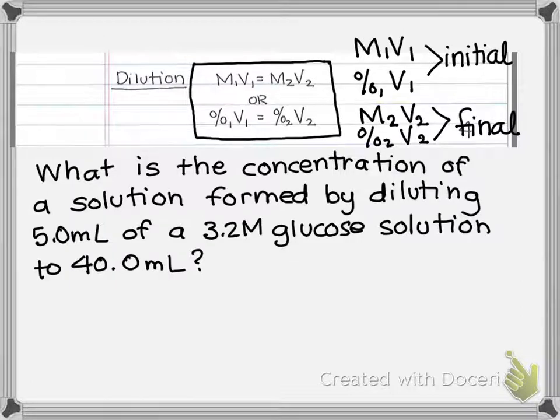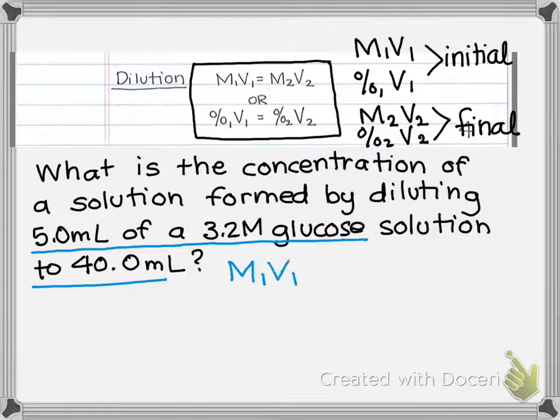It says, what is the concentration of a solution formed by diluting 5 milliliters of a 3.2 molar glucose solution to 40 milliliters? So we know that the concentration of the original solution times its volume is a constant, and so it will equal the concentration of the new solution times the new volume of the solution. So the concentration initially is 3.2 molar, and we're multiplying that by the 5 milliliters that we originally had.